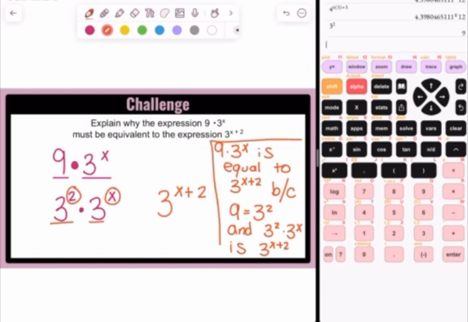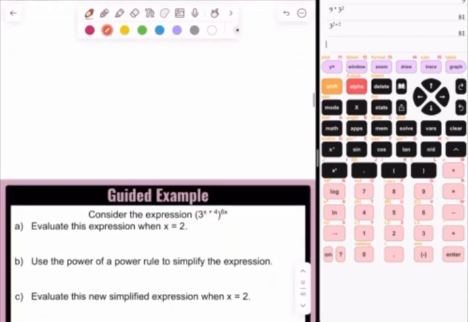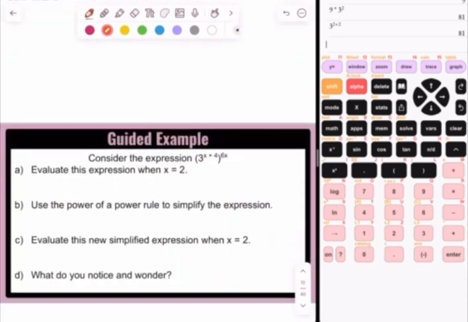Good job. And you could also see these are equal because let's say we make x 2. I always like to make x 2. That would be the original one. And this new one, x is 2 plus 2. They equal the same value. All right. Let's look at this when we have the power of a power rule.